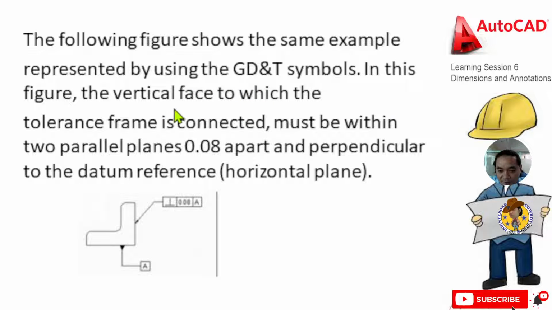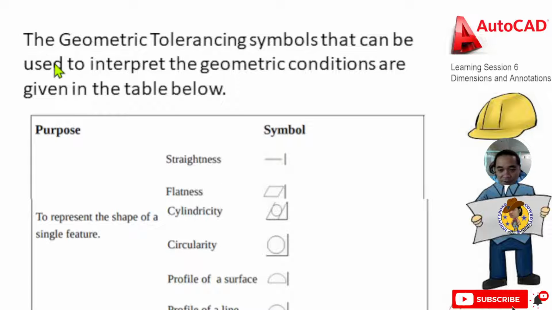In this figure, the vertical face to which the tolerance frame is connected must be within two parallel lines 0.08 apart and perpendicular to the datum reference horizontal plane. So this one. The geometric tolerance and symbols that can be used to interpret the geometric conditions are given in the table below.